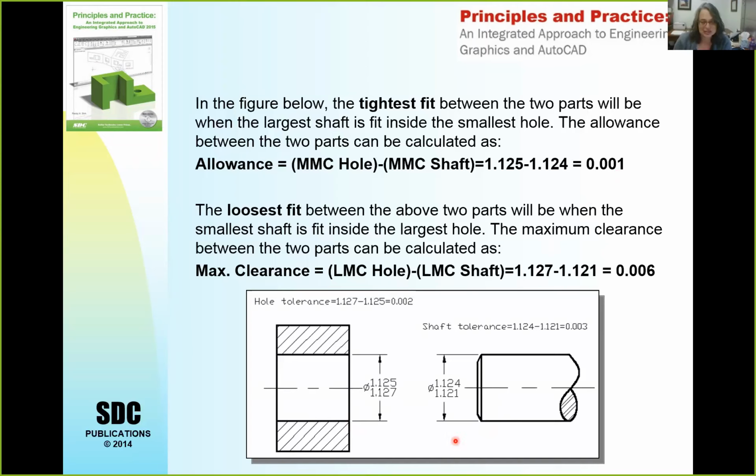It's fairly tight. Okay, the loosest fit, on the other hand, is going to be the smallest shaft going into the largest hole. So back there in Chapter 6, we talked a little bit about tolerance accumulation. This is another variety of that. We have to think about the extremes in both conditions, either tightest fit or loosest fit. So in this case, our loosest fit is the largest hole, which is 1.127, and the smallest shaft, which is 1.121, or a clearance of 0.006.